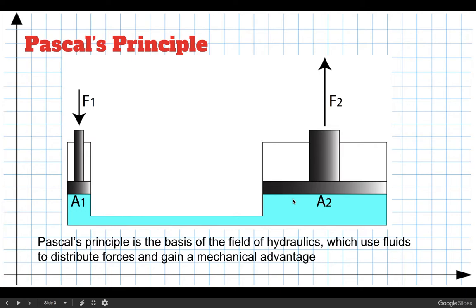Now, basically, it gives you a mechanical advantage. If you move the F1 a distance of 1 meter, F2 might only move 0.1 meters, but it'll have a much larger force. The work done is the same, of course, but you can use fluid to transmit forces through fluids in the field of hydraulics.